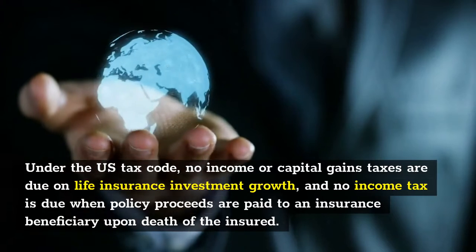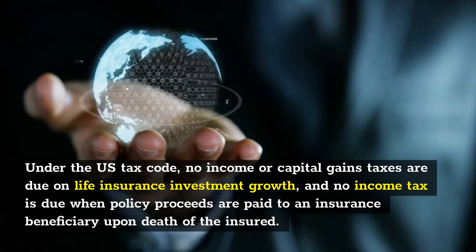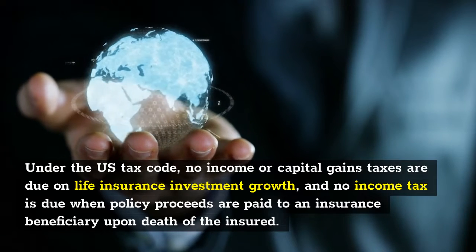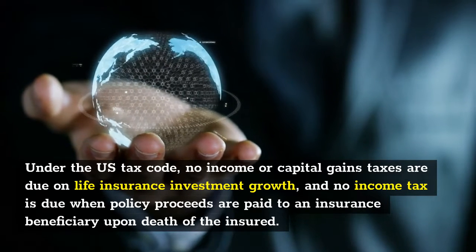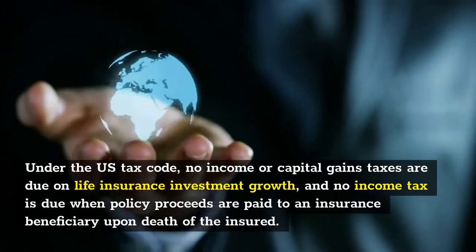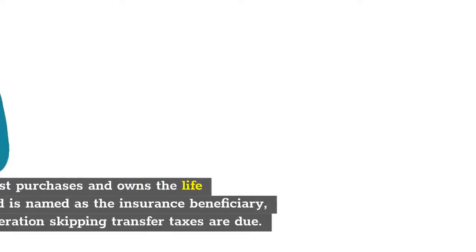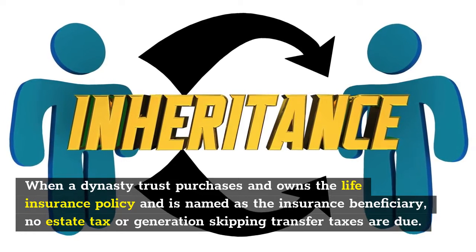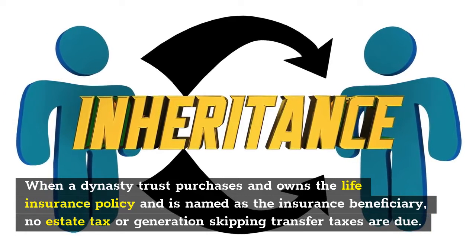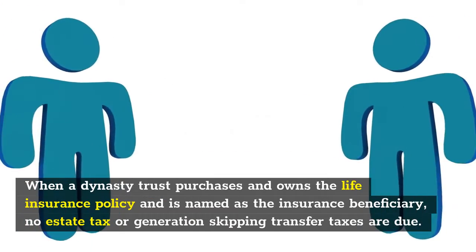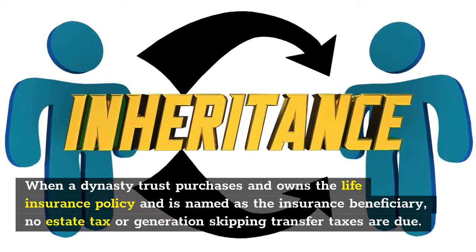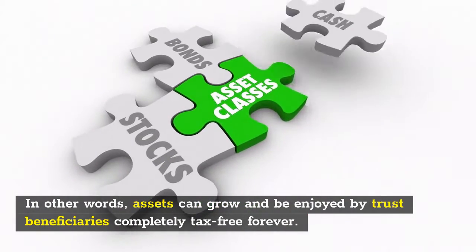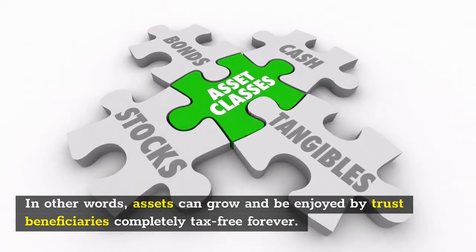Under the U.S. tax code, no income or capital gains taxes are due on life insurance investment growth, and no income tax is due when policy proceeds are paid to an insurance beneficiary upon death of the insured. When a dynasty trust purchases and owns the life insurance policy and is named as the insurance beneficiary, no estate tax or generation skipping transfer taxes are due. In other words, assets can grow and be enjoyed by trust beneficiaries completely tax-free forever.